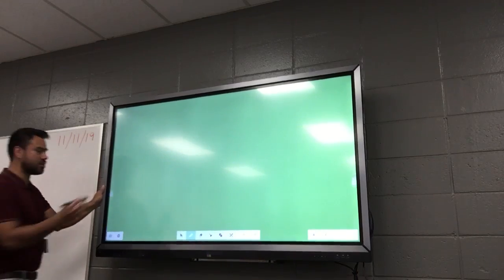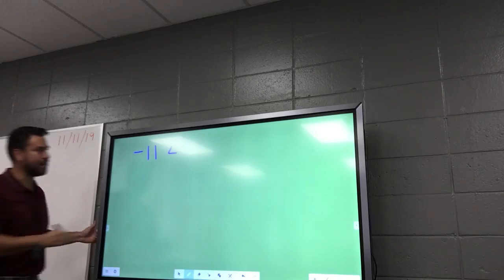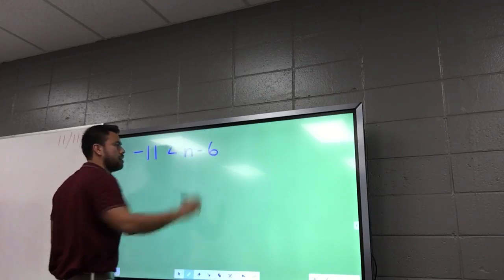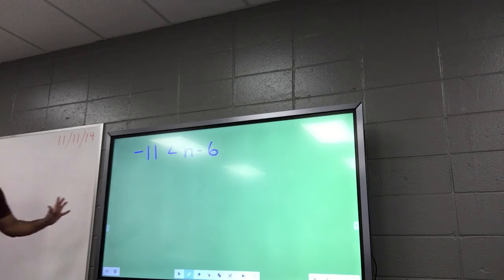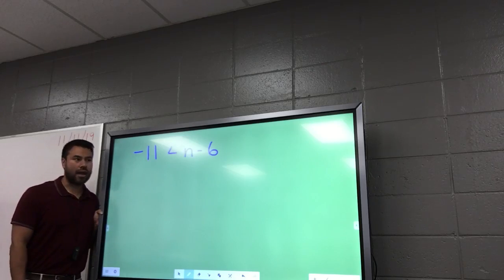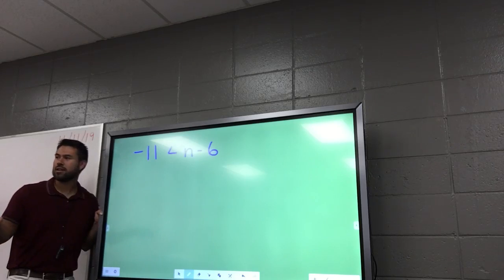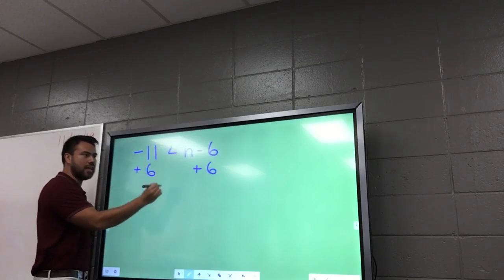Let's go with another one. Yeah, this is a good one. Negative 11 is less than n minus 6. Okay, are both sides as simple as can be? They are. So what's happening to n, the variable? It's being subtracted by 6. What undoes subtracting of 6? Adding 6. So I do it to both sides of the inequality.